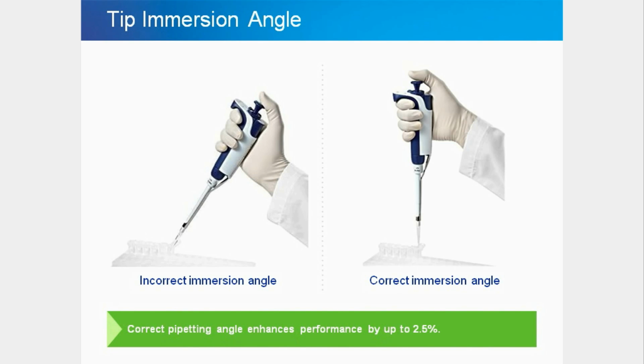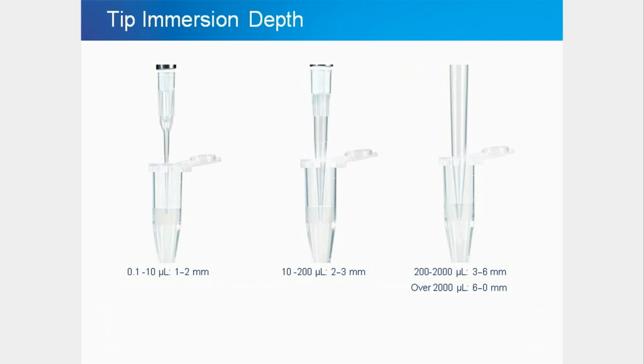Aspirating a sample at an angle of greater than 20 degrees has been shown to affect sample accuracy by up to 0.5% for normal models, and by up to 2.5% in micro-volume pipettes. Not only the immersion angle, but also the immersion depth of your pipette tip can affect your results. If the tip is immersed too deeply, liquid will rise into the tip because of the effects of air pressure. In this case, you could aspirate more sample volume than you desire.